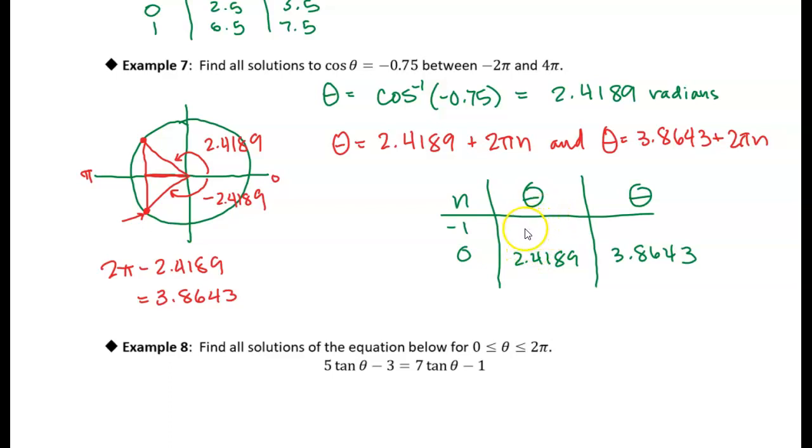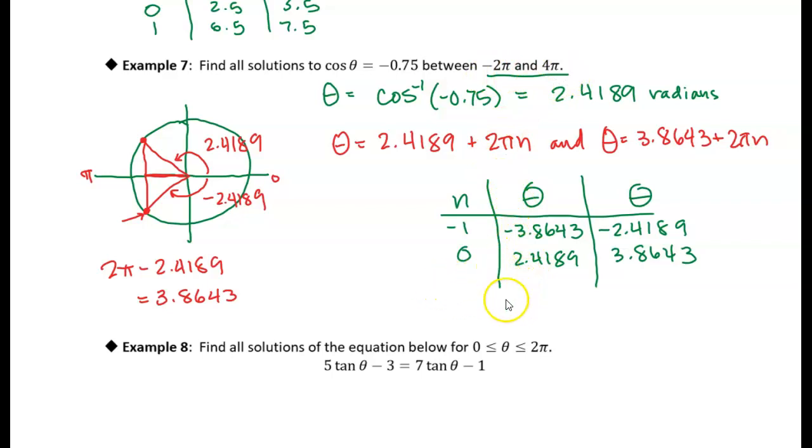Now, if I want to go back one cycle, I can look at n equals negative 1, and just subtract 2 pi from each one of these answers. So when I do that, I get minus 3.8643, and this one is a negative 2.4189. All right, just subtracting 2 pi. Now 2 pi is like 6.28, right? Because it's double of 3.14. So if I tried to go back another 2 pi, I'm going to end up beyond the range that I'm looking for, which is negative 2 pi to 4 pi.